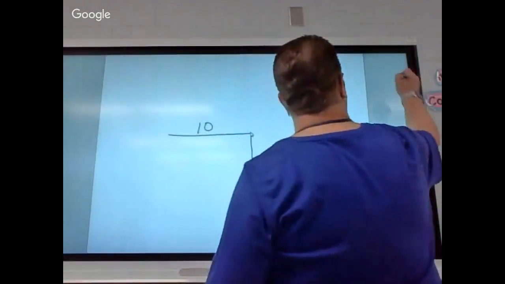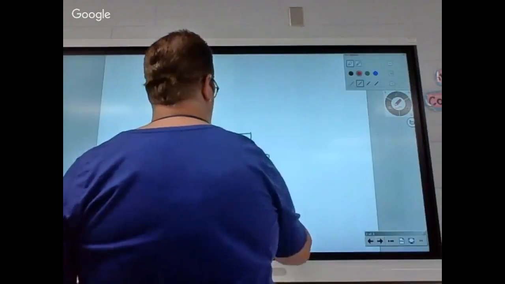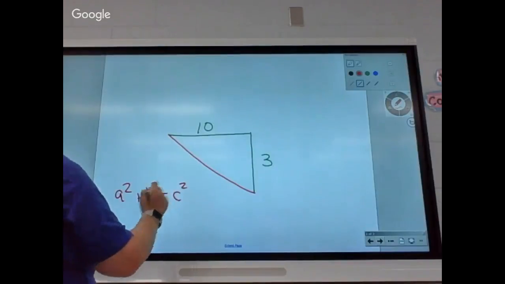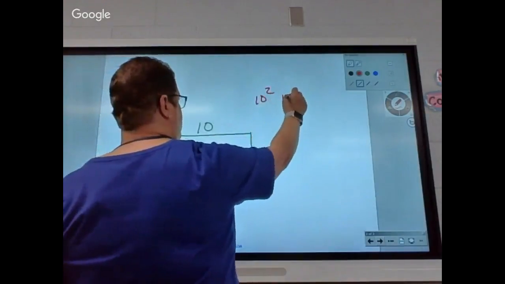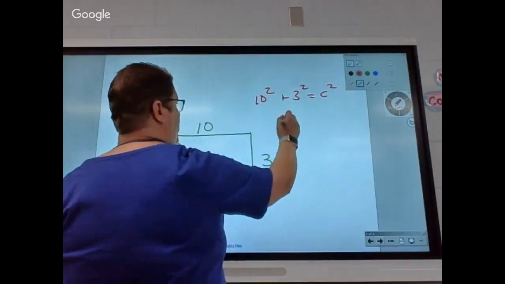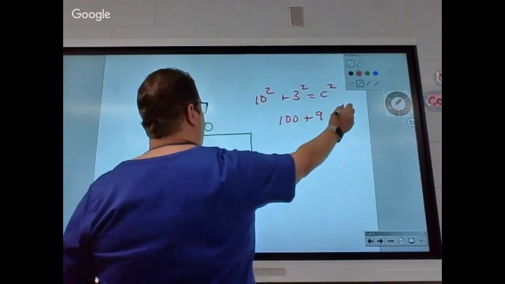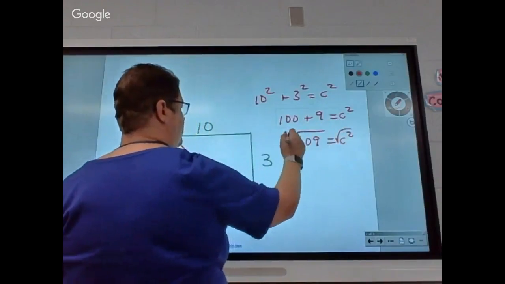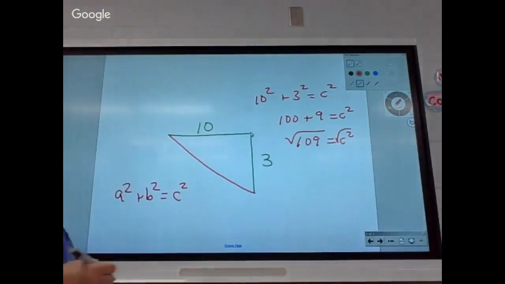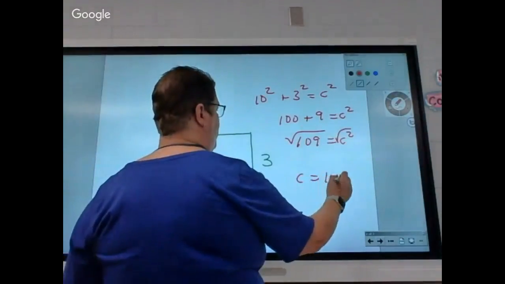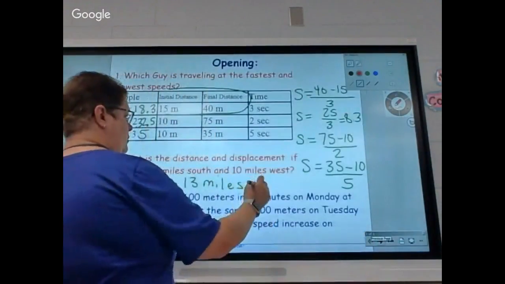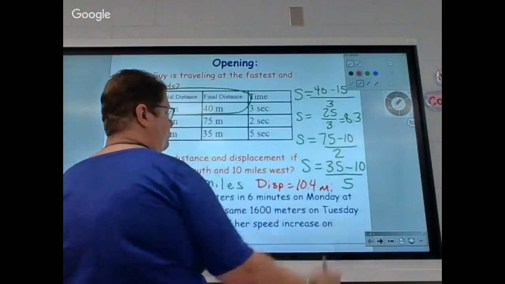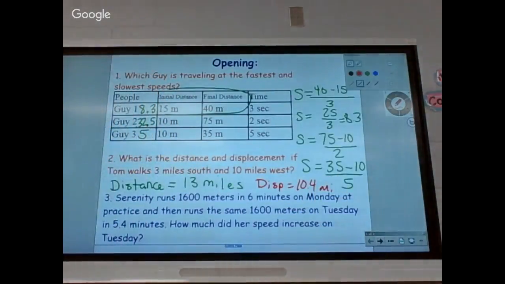Okay? So if it's a triangle, I know that I have to use a squared plus b squared equals c squared. So 10 squared plus 3 squared equals c squared. So 100 plus 9 equals c squared. 109 equals c squared. Square root of both. What's the square root of 109? 10.4. So c equals 10.4, which means my displacement equals 10.4 miles. All right.